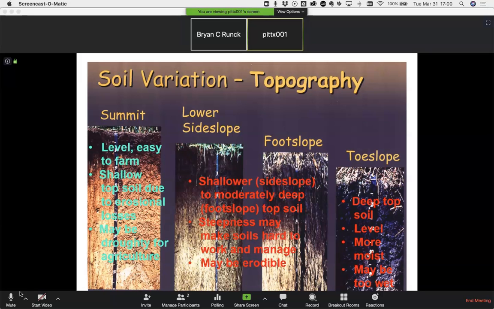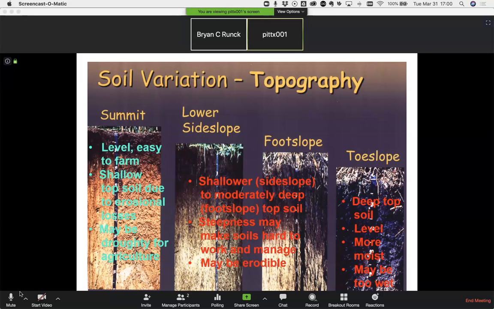Soils along the lower and foot slopes tend to be shallower, especially in the side slope area. They tend to have steepness that make it hard to work and manage the soil, and because of their higher level of steepness, they may also have a higher erodibility.